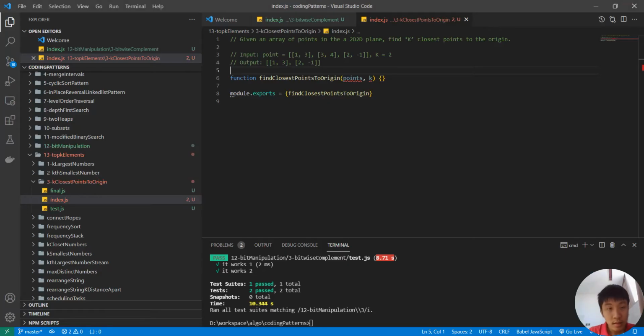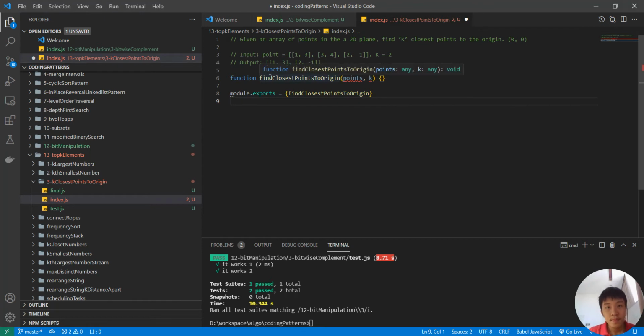Hello guys, in this video I'm going to show you how to solve k closest points to origin. So given an array of points in 2D plane, find k closest points to the origin. By origin we mean the point 0, 0, where x coordinate and y coordinate are both 0.